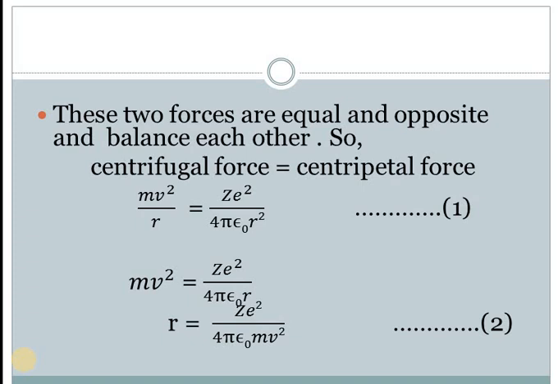If we take this r up over there and bring mv square down, we get a new equation. We are just simply rearranging the same equation. We are not changing the equation, we are just rearranging it so that we can calculate the radius, because the topic we are studying is to derive the radius of the hydrogen atom or any atom. So r is equal to Ze square by 4 pi epsilon naught mv square. This is not the complete equation, we have to move on further to calculate it.